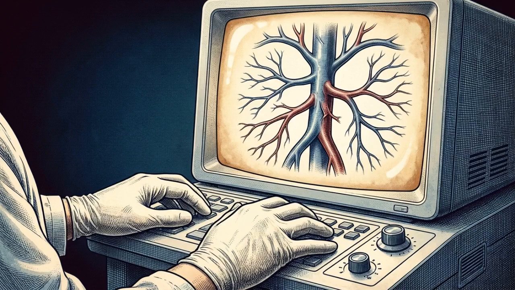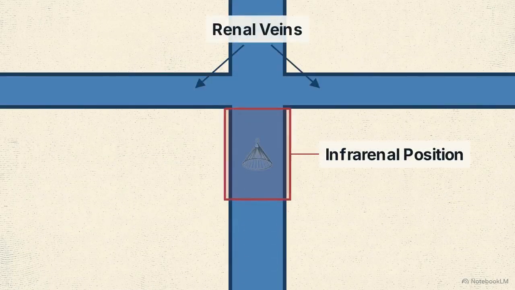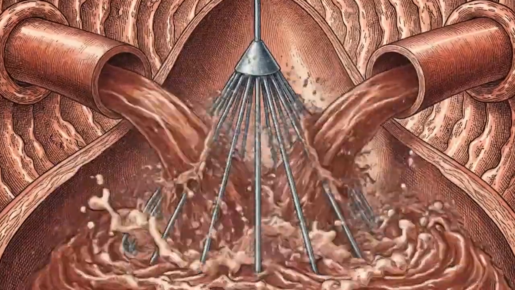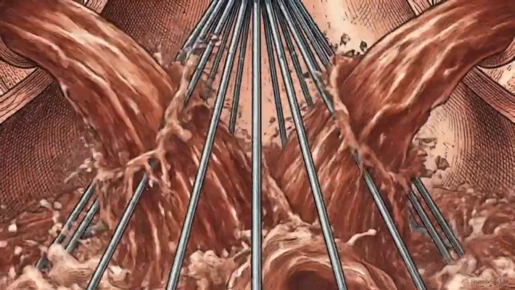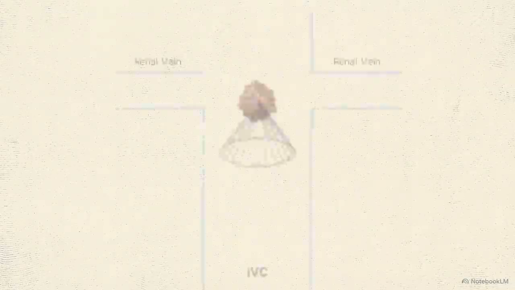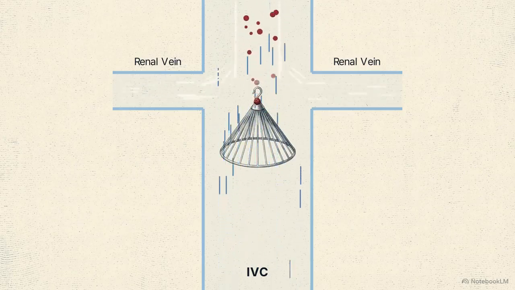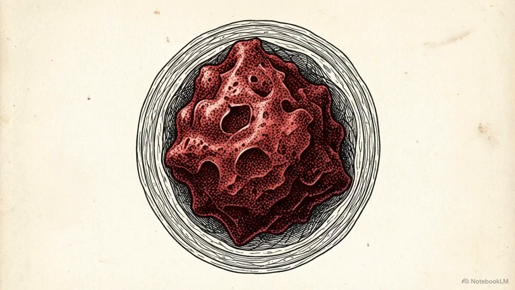Once the anatomical baseline is confirmed, the default deployment target for a standard filter is the infrarenal position, meaning just below the renal veins. Placing the conical apex of the filter exactly at the level of the renal veins leverages the high blood flow from the kidneys. This fast-moving flow theoretically aids in dissolving trapped clots while preventing renal vein thrombosis. Thrombosis is the formation of an obstructing blood clot inside a blood vessel.